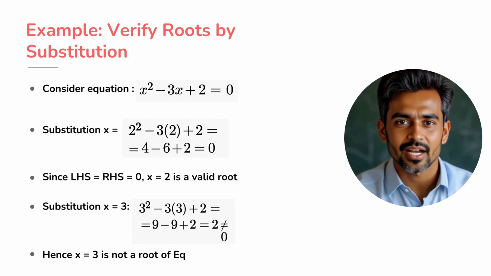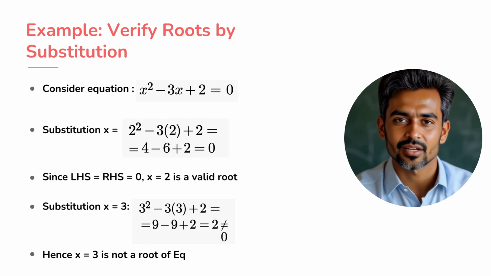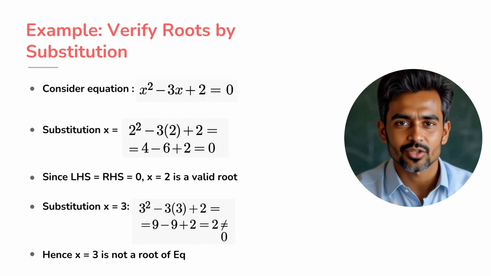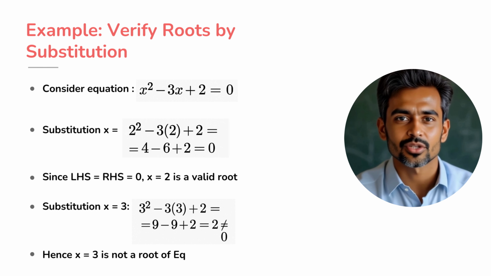Now substitute x = 3. That gives 3² - 3 times 3 + 2, which is 9 - 9 + 2 = 2, not equal to 0. So, x = 3 is not a root. This shows how we can check roots by direct substitution.